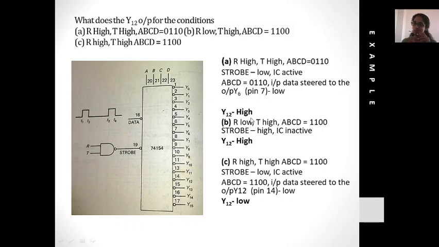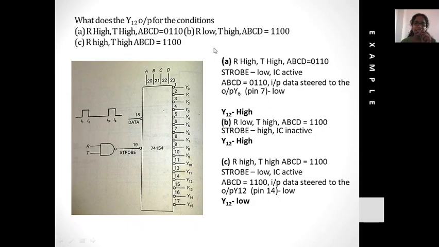Again, I will explain once more. R is high, T is high. Strobe is low. Okay, the IC is now active. ABCD is 0, 1, 1, 0. So output is switching to Y6. Y6 is pin 7. Output switching to Y6 means Y6 is low. All the others will be high since the IC is TTL. So what about Y12? Y12 is high.